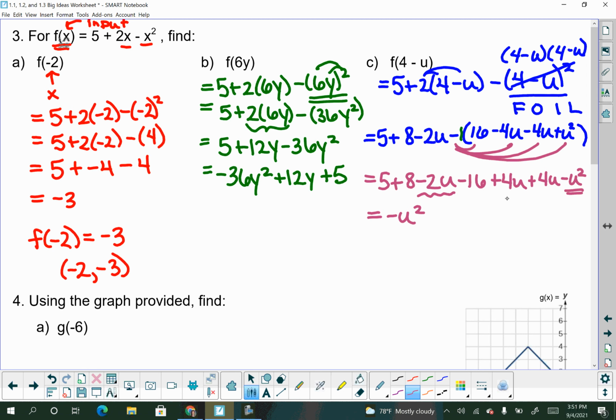Then I have a negative 2u, a 4u, and a 4u, which give me a positive 6u. And then finally, I have 5 and 8, which is 13 minus 16, negative 3, and that would be our final answer.